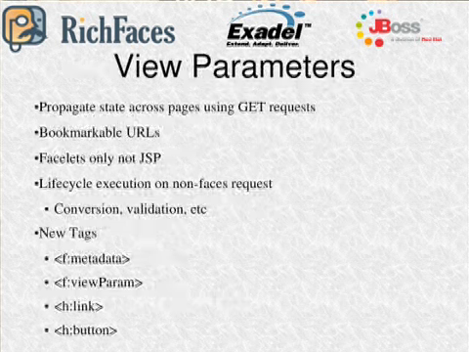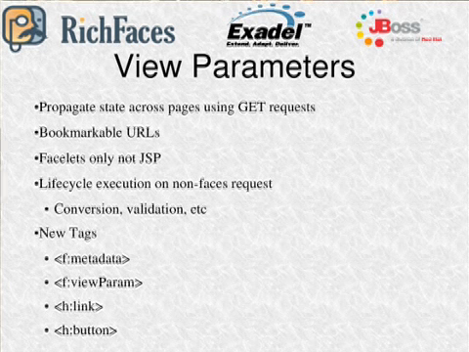View parameters allow bookmarkable pages, process request parameters for non-JavaServer Faces requests, and even execute the JavaServer Faces lifecycle and process request parameters in that lifecycle, conversion, validation, and so on. I think it is one of the most required features for JavaServer Faces, to avoid processing POST requests only.